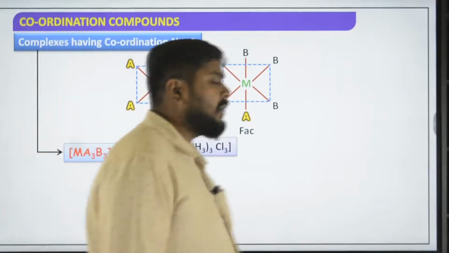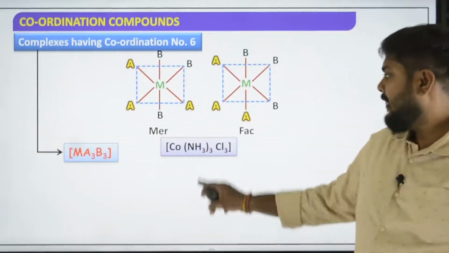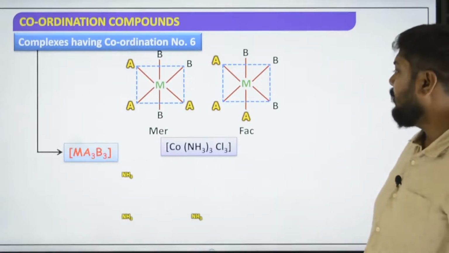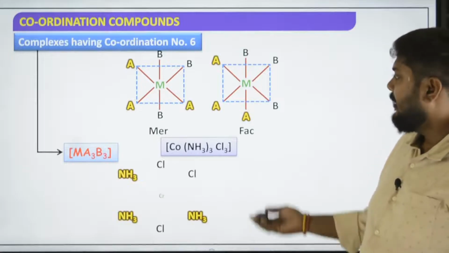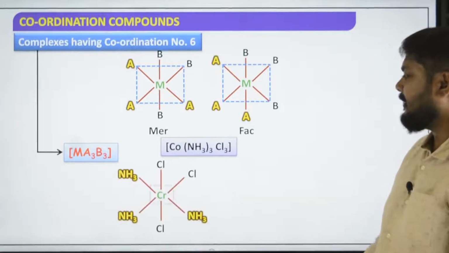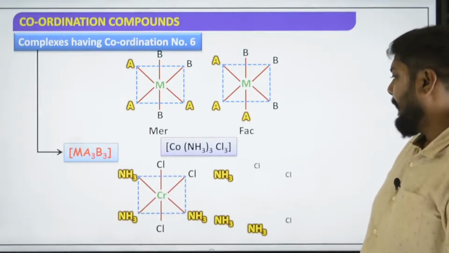Right? I am going to take a complex example, Co(NH3)3Cl3. If all three NH3 are present meridionally, then it is called mer, and if all three are present facially, then it is called a facial isomer. Right?